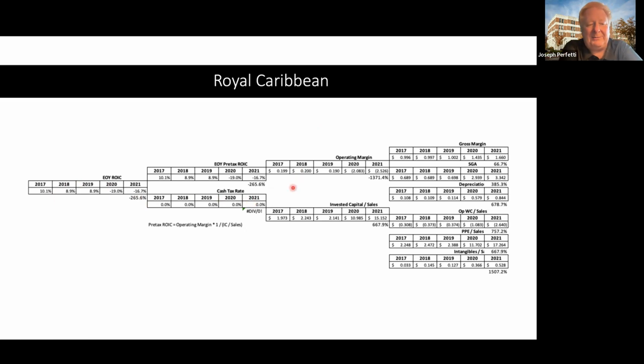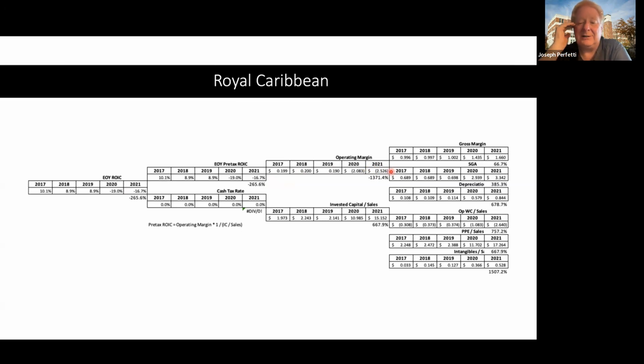And you can see that pre-pandemic, their ROIC was around 10%. In the middle of the pandemic, it fell to negative 16.7%. So essentially 10 to 9 to 9 to negative 19, negative 17. So it really hurt during COVID in 2020 and 2021. Now, why'd that pre-tax ROIC fall from 10 to negative 17? Well, you can see their operating margins went from positive 20% in 2017 to very negative in 2020 and 2021. Okay. And what ended up happening is their sales went down by like 80%.